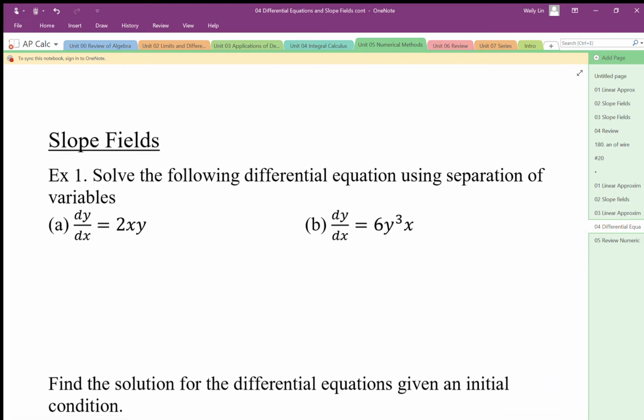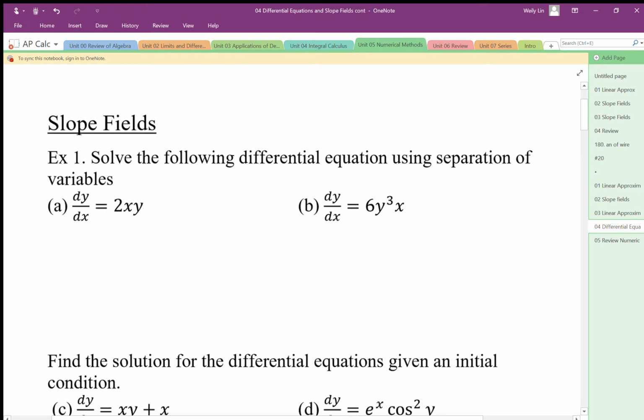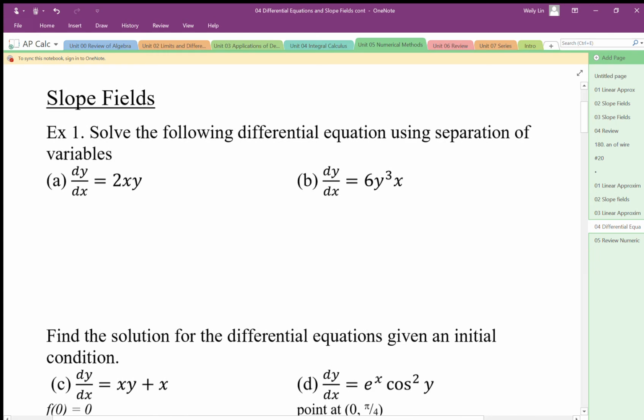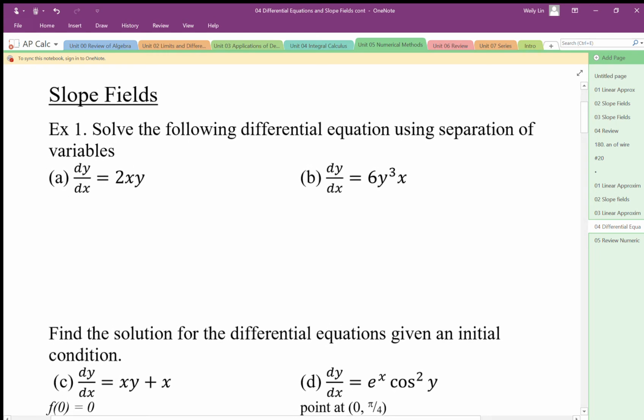So this set of notes is just looking at slope fields and also solving differential equations again. So practicing solving some differential equations. We've been given these separable differential equations. To solve these again, we're going to separate the x with the dx, and the y with the dy. So writing this out, I get dy over y is equal to 2x dx.